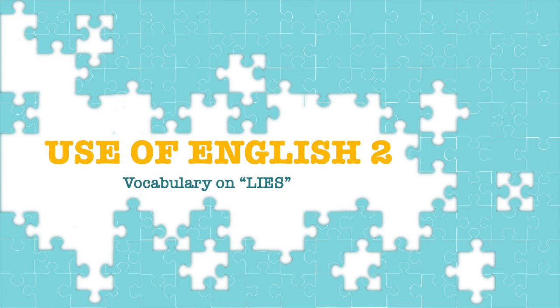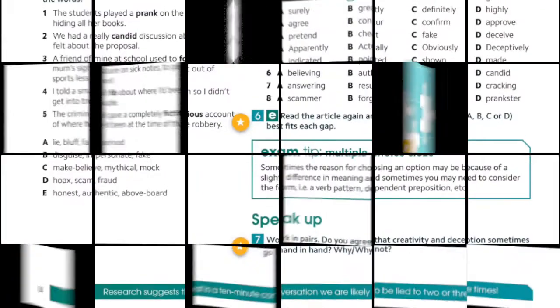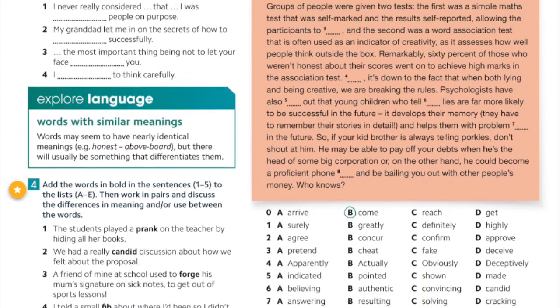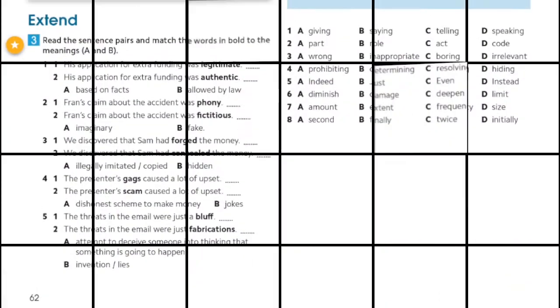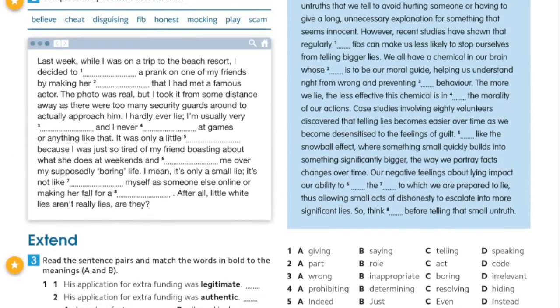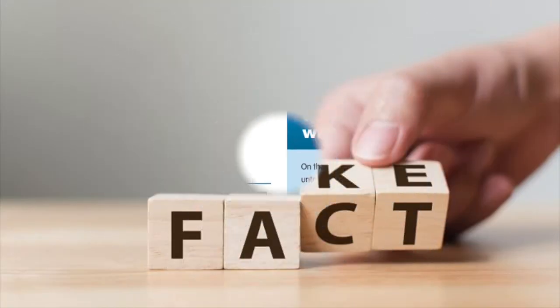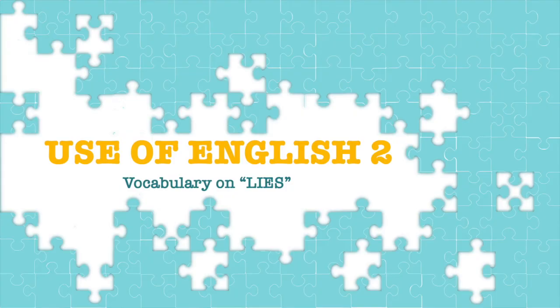In this opportunity, we are going to work on use of English 2 from our book. And for that, you're going to need pages 84 and 62 that you see on the screen right now. Both these pages are from Unit 6. And in this opportunity, we're going to concentrate on the concept of lies. So let's see.